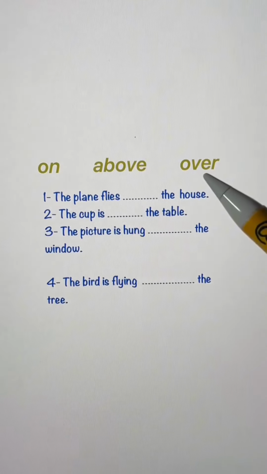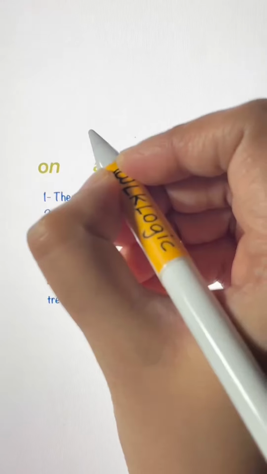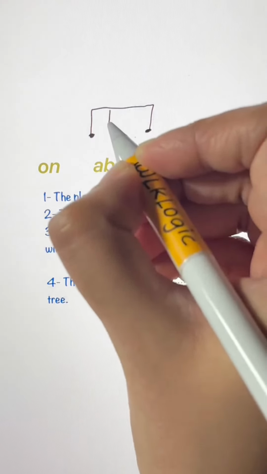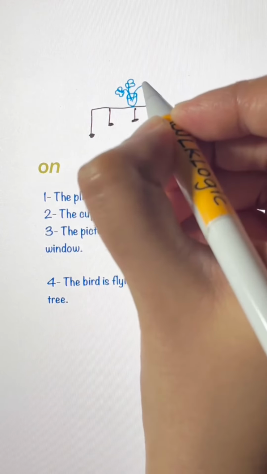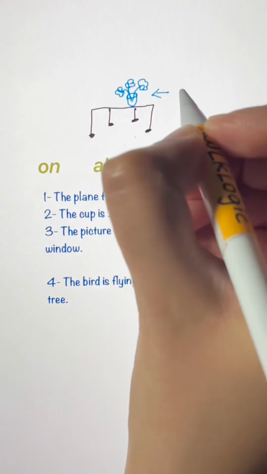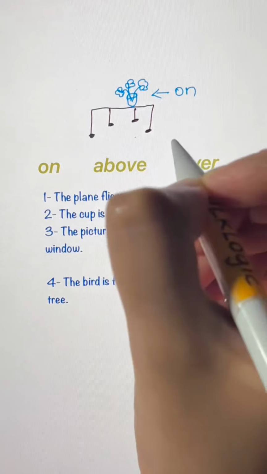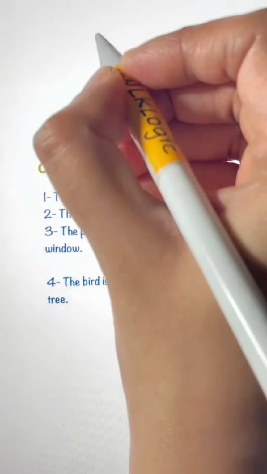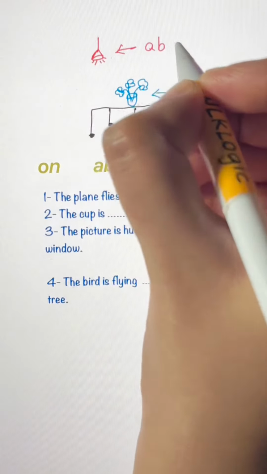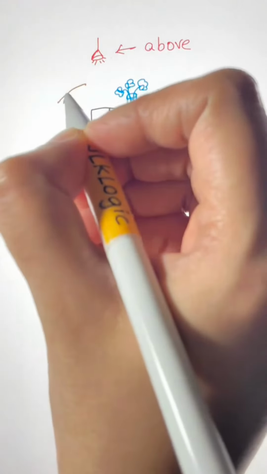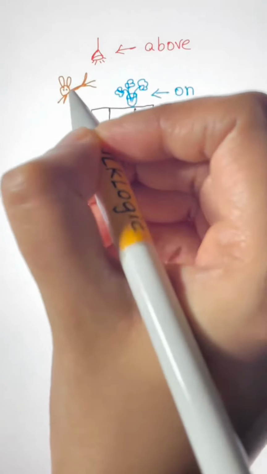On, above, over, what's the difference? Well, look here, there's a table. And there is a vase of flowers. This vase of flowers is on the table, that is touching the table. And there is a lamp here. The lamp is above the table, not touching. There is a cat jumping. The cat is jumping over the table.